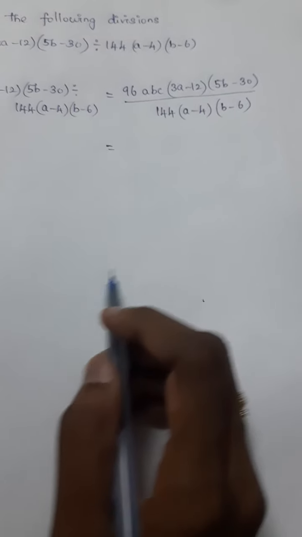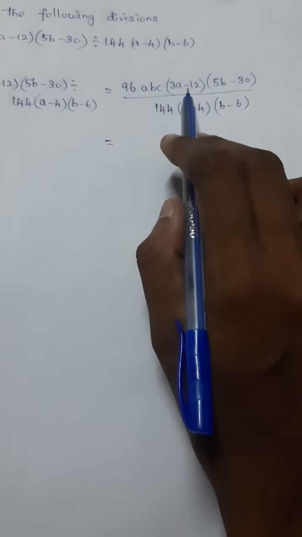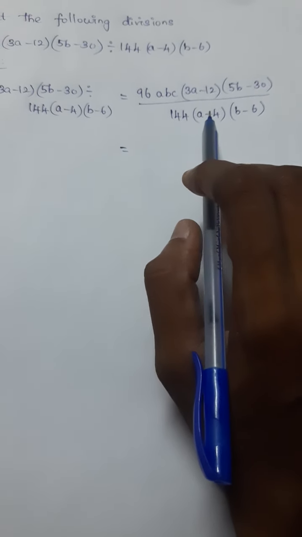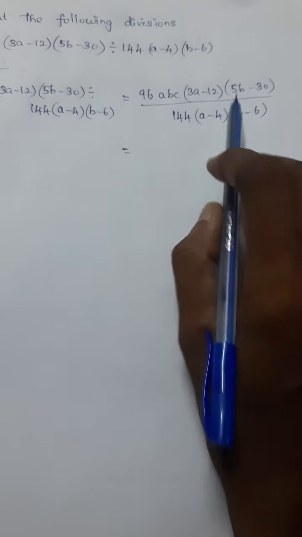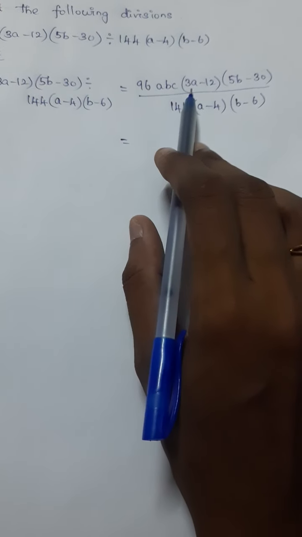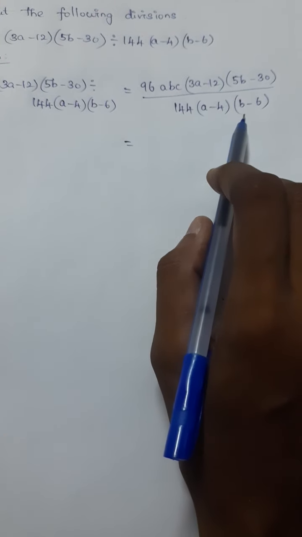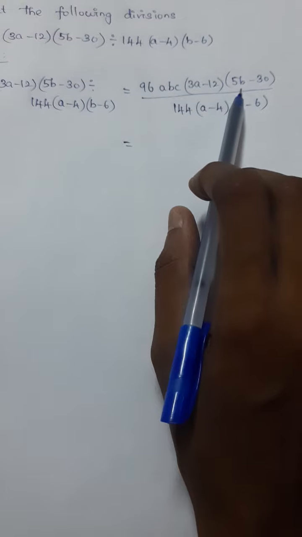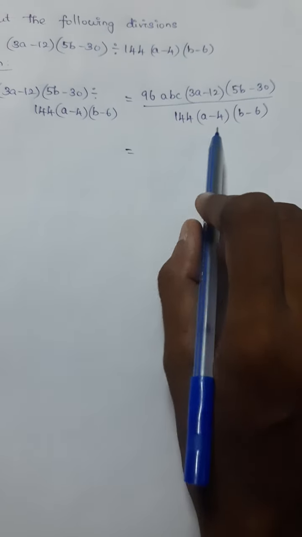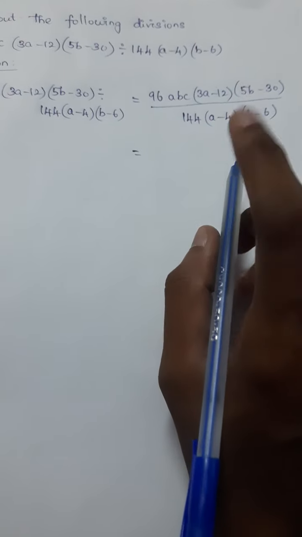We wrote it as numerator by denominator. Now see, given two brackets in the numerator, 3a minus 12. Actually the terms should get cancelled so that we will get the final answer. But see here the terms are a minus 4, but in the numerator it is 3a minus 12. See here it is b minus 6, in the numerator it is 5b minus 30. So you should think of how these factors can get cancelled.